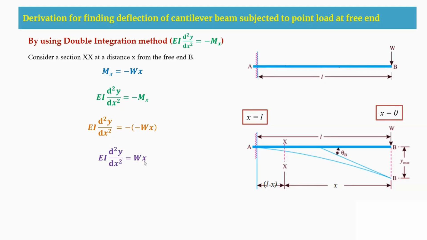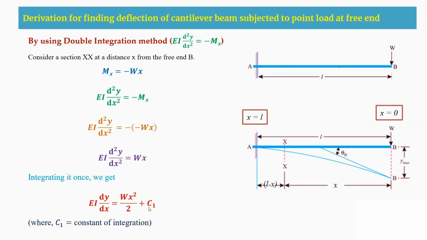After getting this equation, I'm going to integrate it once. Then I get EI dy by dx equals Wx square by 2 plus C1. So this part I have integrated. Here C1 is nothing but your constant of integration. So this is your slope equation. dy by dx is nothing but the slope.